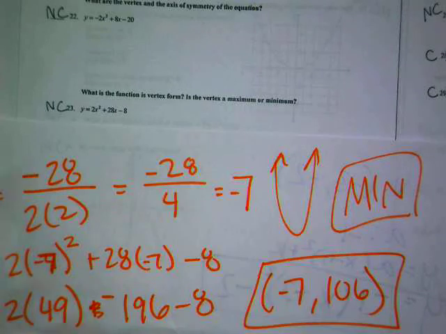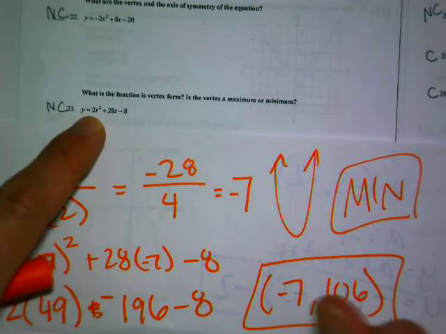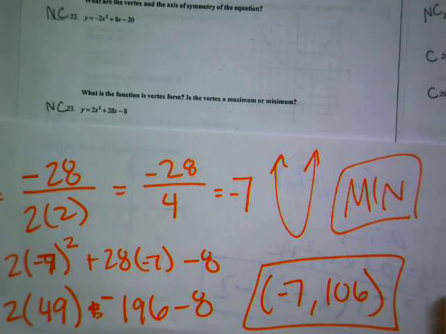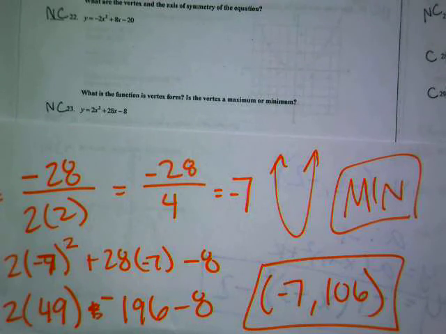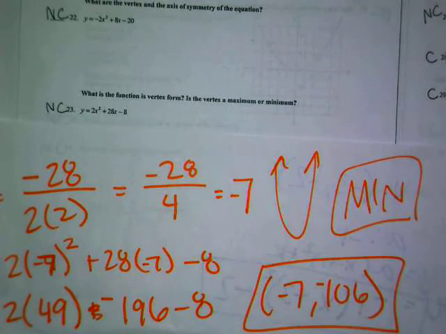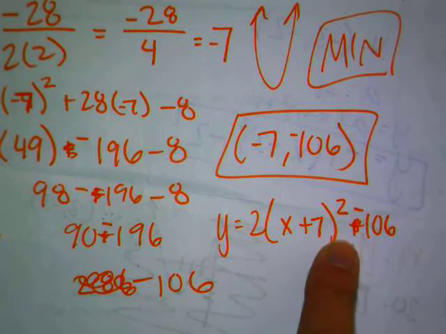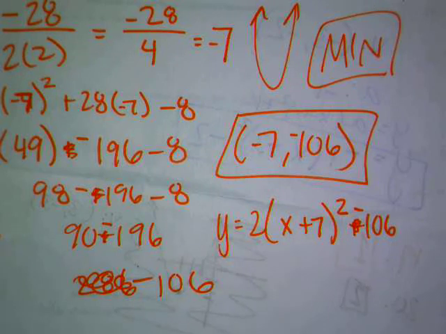Oh, and then I want to write it in vertex form. Y equals 2, x plus 7, inside changes, plus 106. Negative 106. All right, I don't think I'm messing up anywhere else. So there it is in vertex form. Sorry, didn't do a very good job on that problem.